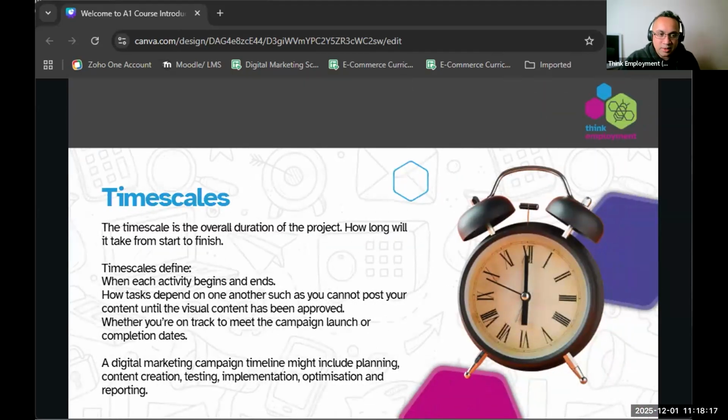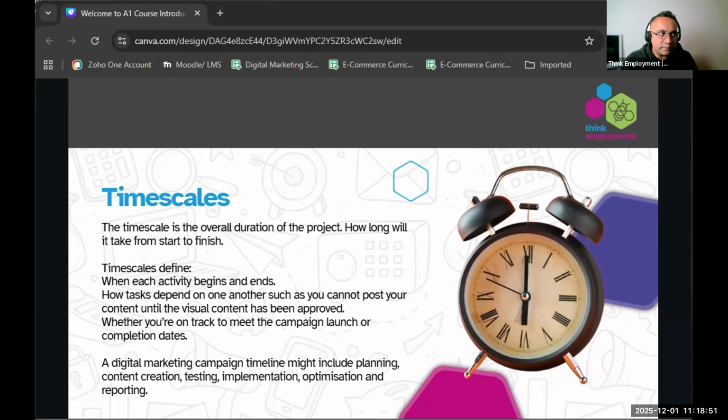Then timescales. Timescale is the overall duration of a project. How long will it take from start to finish? So your phases might be different depending on who is involved in the campaign or project. If you have a number of people who are creating content for you, if you have a team, your timescale will also depend on their availability. So you need to work out a timescale, and that needs to be from start to finish. When are you going to deliver?